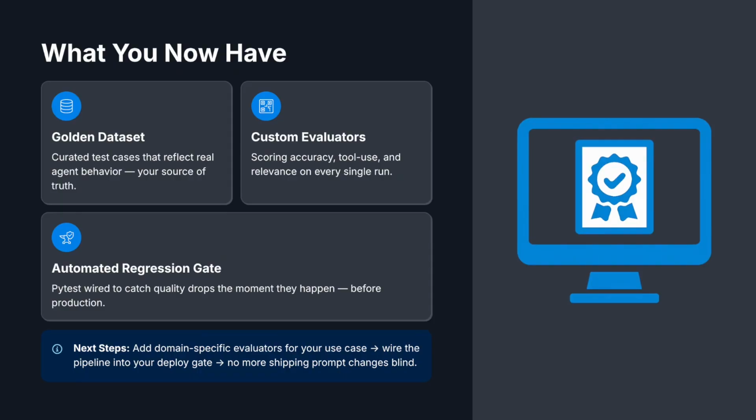Alright, let's look at what you've got now. A golden dataset of curated test cases that represent what your agent should actually do. Custom evaluator functions scoring every run on accuracy, tool use correctness and relevance, and pytest wired up so every commit triggers the full suite automatically. Basically no more shipping a prompt change and finding out 3 days later that you broke something. You can see the regression the moment it happens, on which case and by how much. Next step, add your own domain specific evaluators. Start with the metrics that actually matter for your use case.